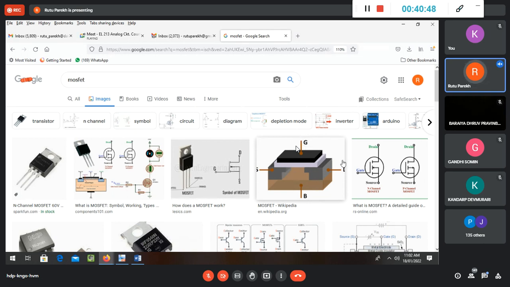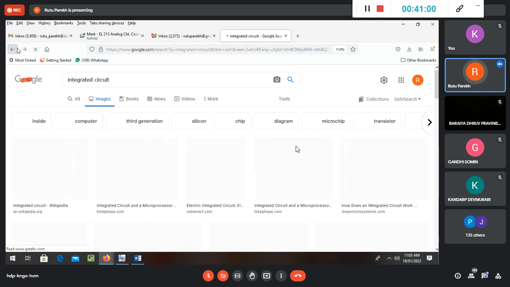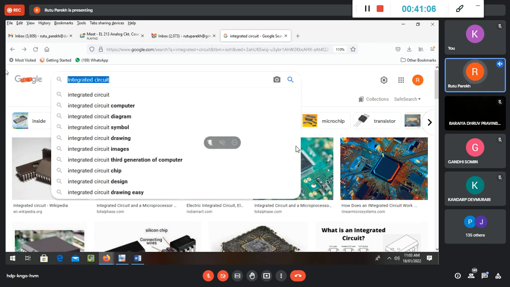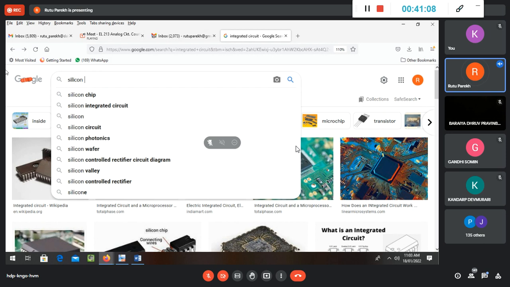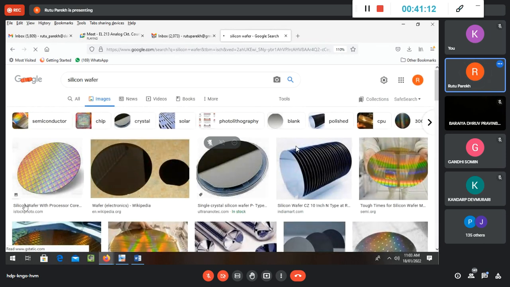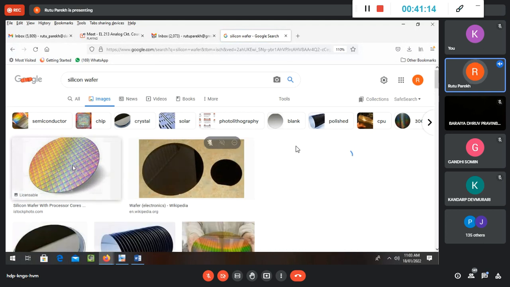It has these three terminals, gate, source, and drain. The body is grounded. So this is another transistor which is there in the integrated circuit. Your IC is made up of this transistor, the MOSFET I showed you, and that MOSFET is made on a silicon wafer. You must have seen the silicon wafer somewhere. Can you see this silicon wafer?